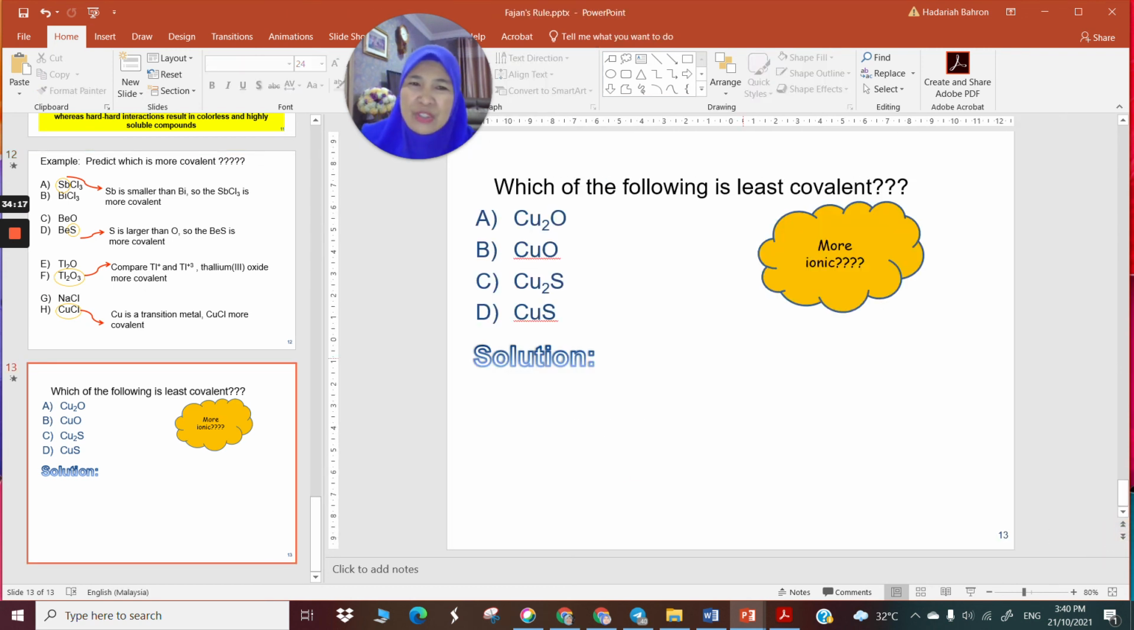So next, I have a question for you. Between A, B, C, and D in this picture, which one is least covalent? Try to work it out. Look at the size, look at the charge, look at the position of your cations, whether it is a representative metal or a transition metal. Only three factors: the sizes, the charges, and the type of cation, whether it is a transition metal or representative metal. I'm going to leave you with this question, and we're going to discuss the answer outside of this lecture. So I think that is all about Fajans rule.